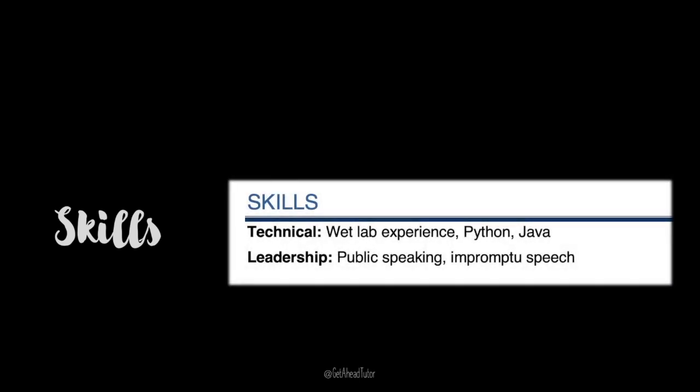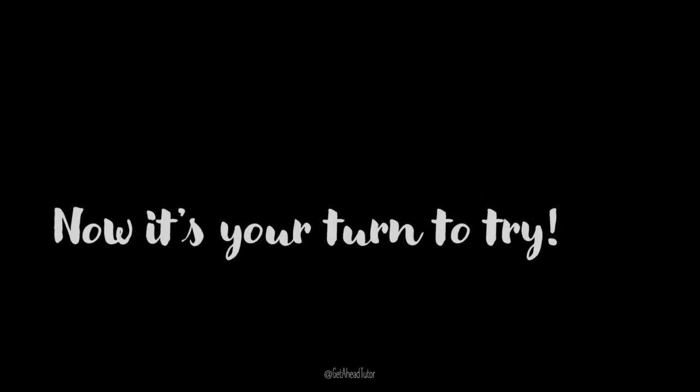The skills section is the last section that should be on your resume. This section should categorize and list relevant skills that you have. Make sure to only include things that your audience would find relevant, interesting, and useful. And make sure to fill it up with lots of keywords and buzzwords that your audience might be looking for while sifting through resumes. Now it's your turn to try.